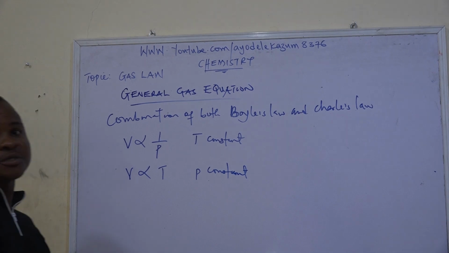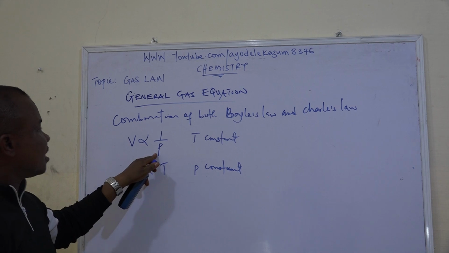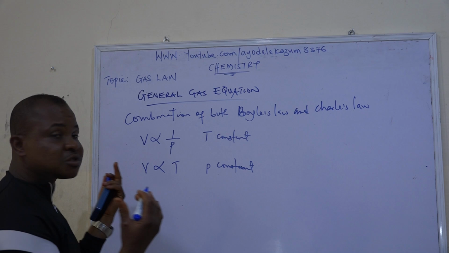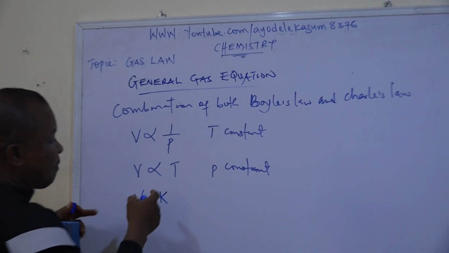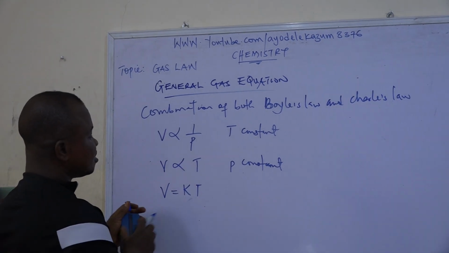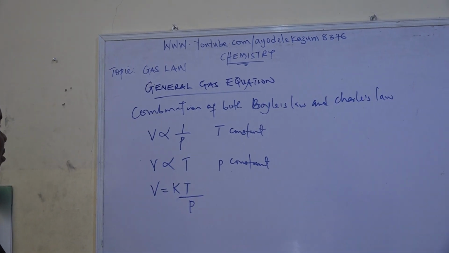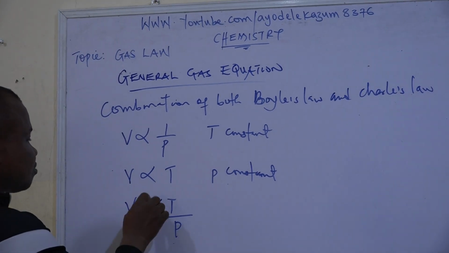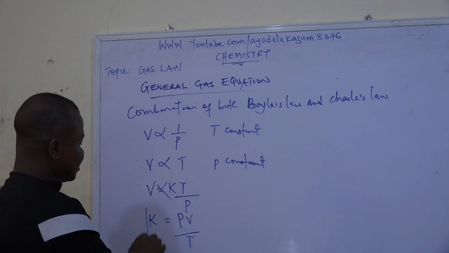So let's combine the two laws together and see how this works. This is inversely proportional, this is directly proportional. Combining, they have two things in common, that's volume. So volume equals our proportionality constant K times T over P. Did you get it? Let's make K the subject of the formula. In doing that, I'm going to cross multiply. Your K equals PV over T.